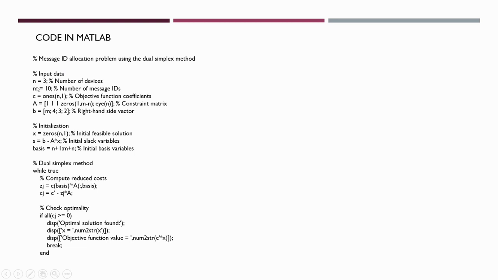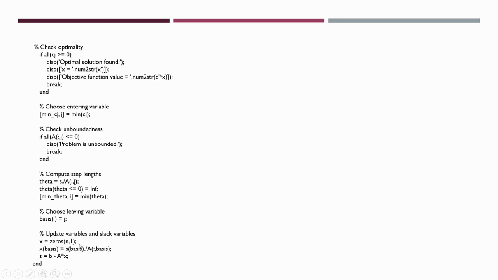The input data was this: n is equal to 3 and m is equal to the number of devices, number of message IDs, objective function coefficients, and cost matrix. Right hand side, RHS. Initialization was this, and dual simplex optimality conditions check, and entering variable. These we will all see in the procedure, and step lengths and leaving variables.